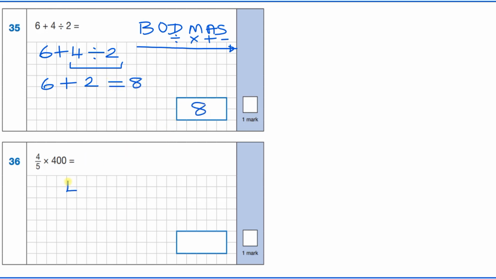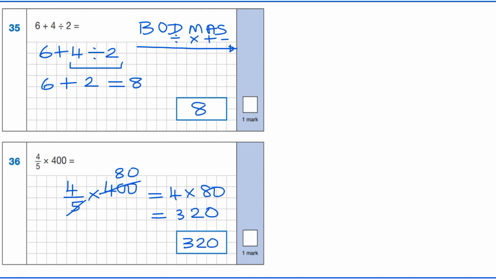Now the next question, 4 over 5 times 400. Now the easiest way to do it is cross cut. 5, you can cut the 400. 5 times 8 is 40, and 5 times 0 is 0. Now the question turned to 4 times 80. Then the answer is 4 times 0 is 0, 4 times 8 is 32. So 320 is the correct answer.